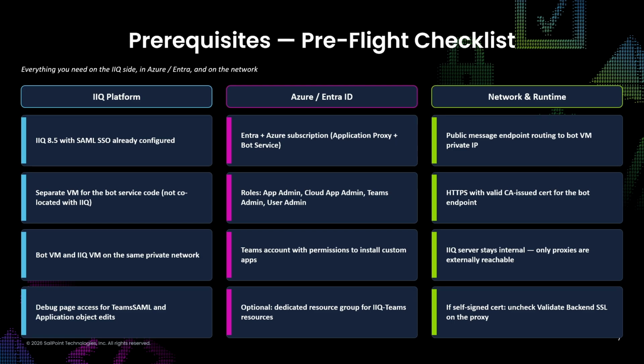Now, the bot service code has to run on a separate VM from IIQ. It cannot be on the same VM as IIQ, and the connector server also needs to run on a different VM. Again, all these separate VMs have to be on the same network.